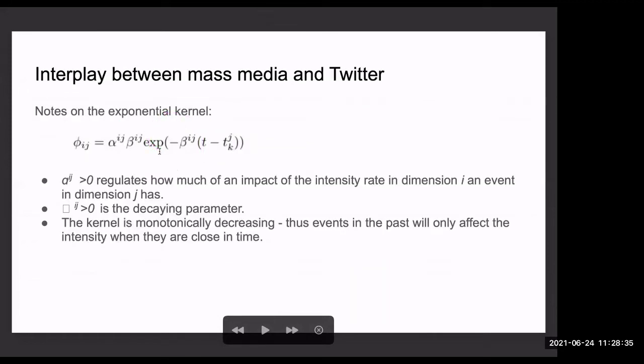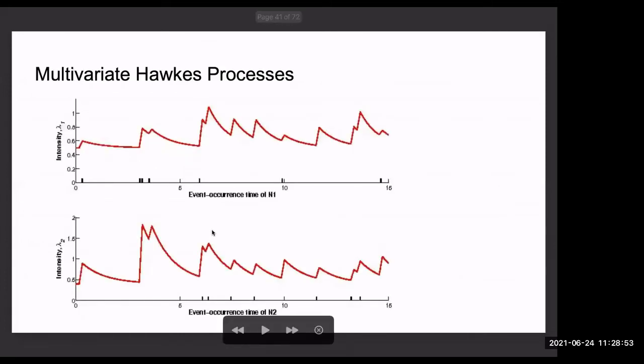And this exponential is monotonically decreasing, so that after a time events become irrelevant basically. So it only affects things in the near future.